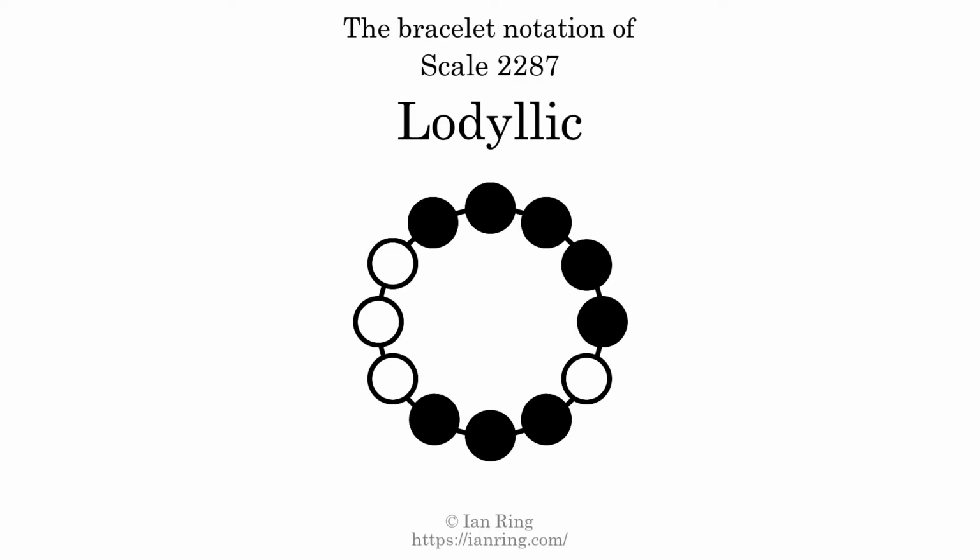This is a bracelet notation diagram of scale 2287. The shaded circles represent tones that appear in the scale, and they are read clockwise, starting at the top.